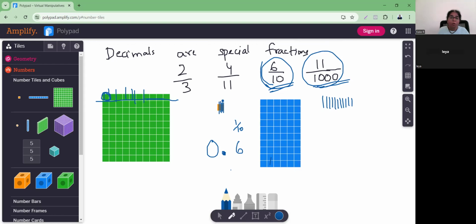11 slices. Now, what do we know? This is made up of 10 1,000ths. So out of this 11, these 10 slices will actually become one 100th block. And one extra slice will come here. So this is how you represent this, right? Now, let us see how we can show this in decimal form. Okay, decimal point first.